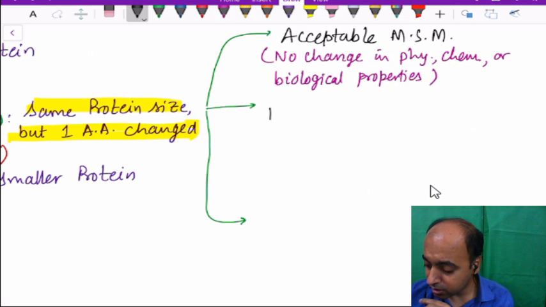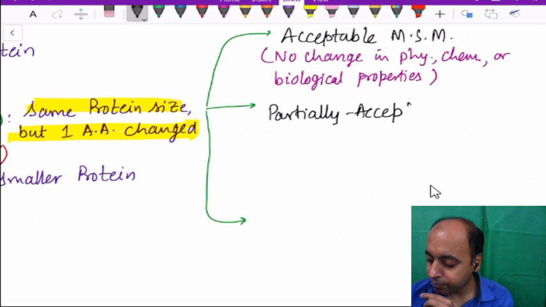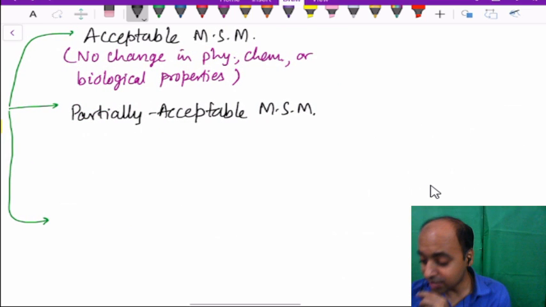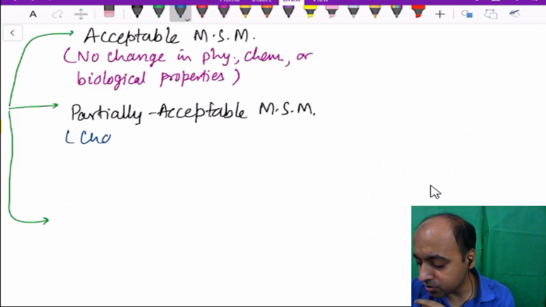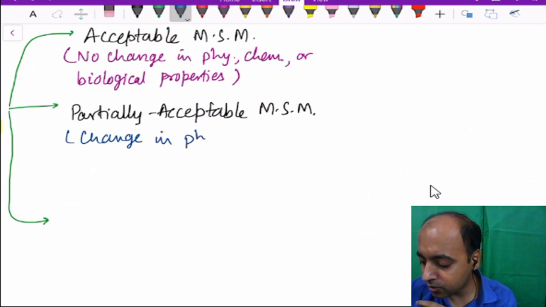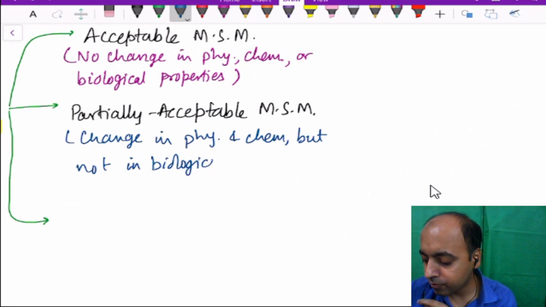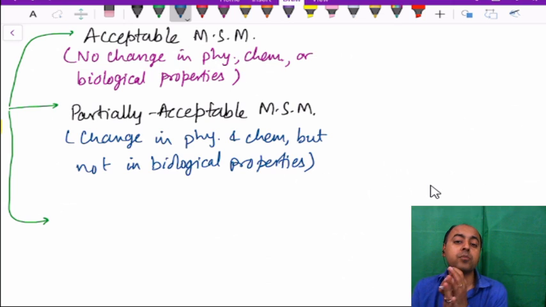Alternately, we can have a partially acceptable missense mutation. What is happening here? There is change, but only in physical and chemical, but not in biological properties. Remember, we had said the function of the protein is its most primary property, and if the function is not getting changed, even if there is slight change in the physical chemical properties, it would still be acceptable because the protein is still able to perform its function.